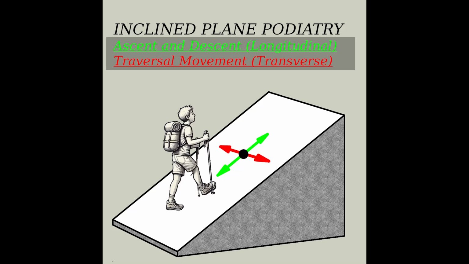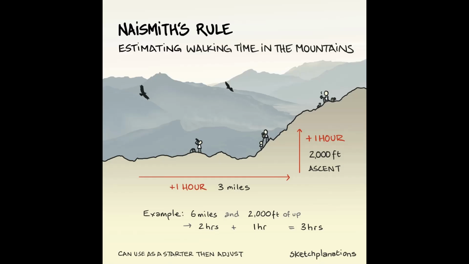The pedestrian may either walk across the inclined plane at a perpendicular angle, or the pedestrian may walk up and down the inclined plane as an ascending or descending walk. There are famous examples of inclined plane podiatry. Some notorious names are Naismith from Naismith's rule and Tobler from Tobler's correction. These are well known and can be looked up on Wikipedia. The pedestrian can either ascend up the hill or descend down the hill.